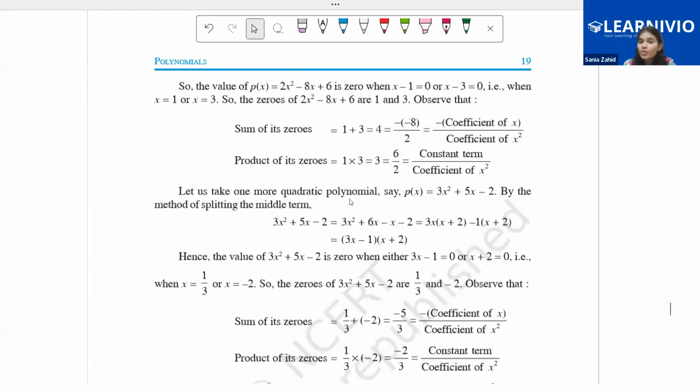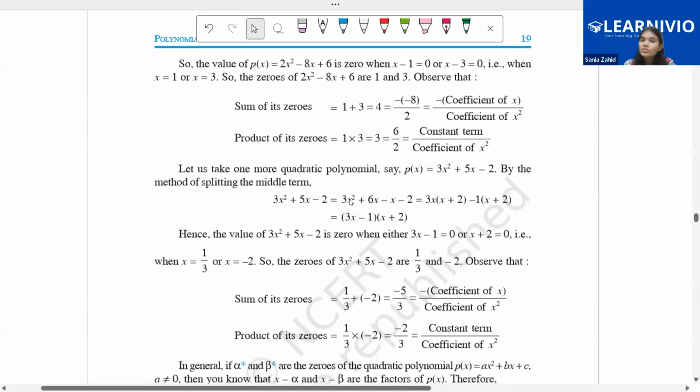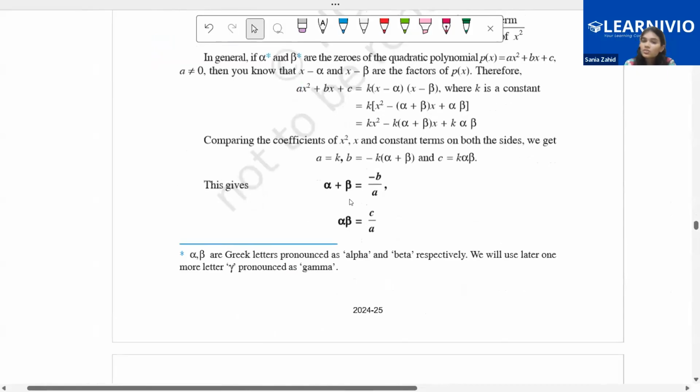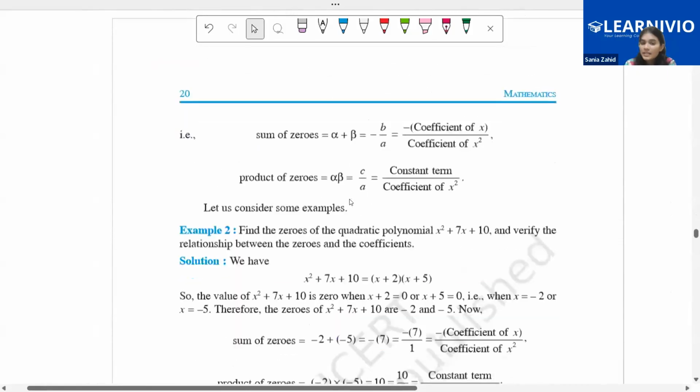Okay, then for a quadratic polynomial, what is the formula for the sum of the zeros and the product of the zeros? Minus b over a and c over a respectively. Yeah, those are the formulas for linear and quadratic polynomials.